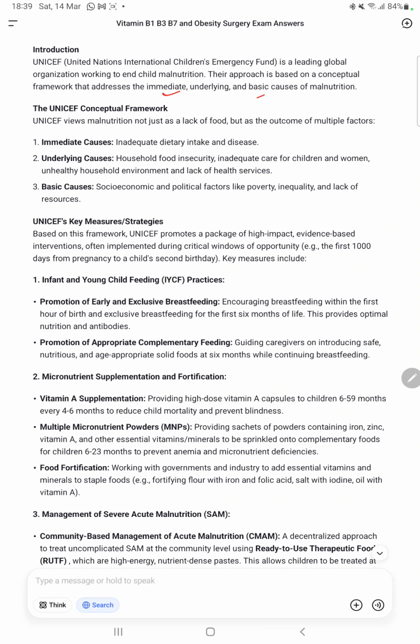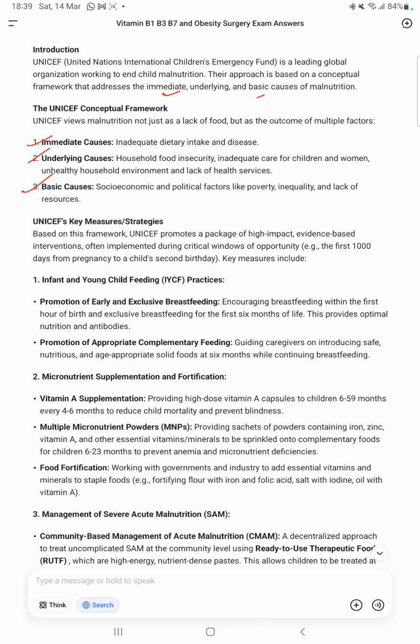So the UNICEF conceptual framework is: immediate causes, that is inadequate dietary intake and disease; underlying causes, that is household food security, inadequate care for children and women; and the basic causes, socio-economic and political factors like poverty, should be seen. What are the key strategies?